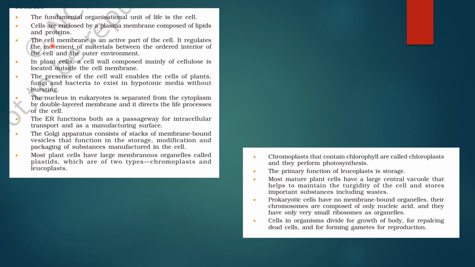Okay. Then we talk about cell membrane. Okay. Plant cells, they contain cellulose. Okay. Then cell wall in plant cells. Okay. Eukaryotes. Okay. ER functions, Golgi apparatus, plastids, chromoplasts, leucoplasts, okay, vacuole, prokaryotic cells, and then division, cell division, this we discussed. So you can go through all these points to get a quick summary of all the things we have studied in this chapter, right?